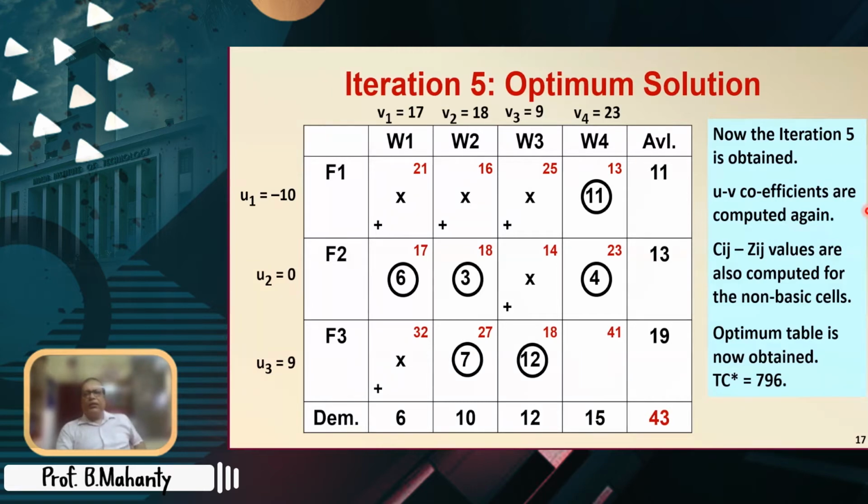All right. So iteration 5 is obtained, and UV coefficients are computed again. Cij minus Zij values are computed. All are plus. That means no other cell is a profitable cell, and therefore this is the optimum solution. So what is the optimum solution? F1 will send to W4, F2 will send to W1, W2 and W4. F3 will send to W2 and W3. And the total cost comes to TC equal to 796. How is it obtained? 11 into 13, 4 into 23, 3 into 18, 6 into 17, 7 into 27, 12 into 18, and then sum total.